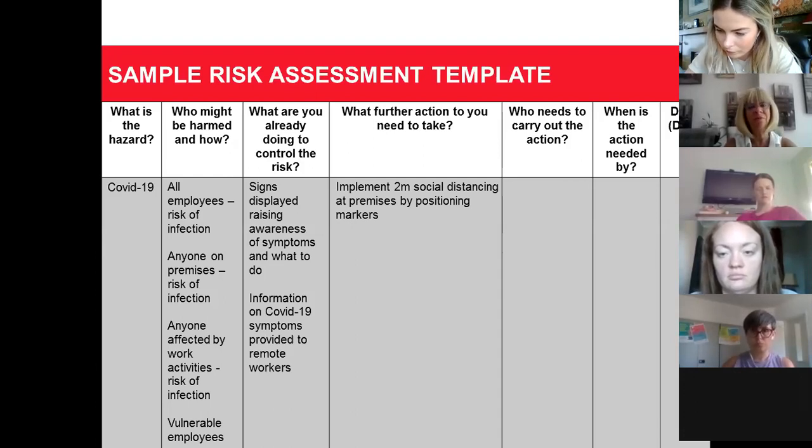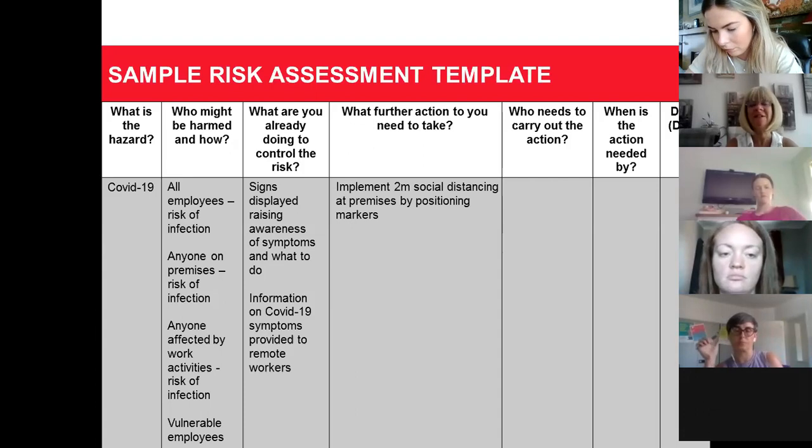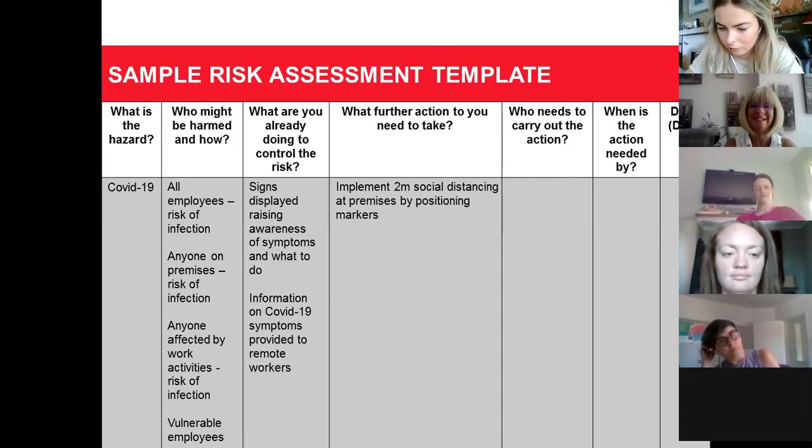And this is going to be the meaty part of your risk assessment. So for example, we wouldn't have done this before, but we now need to implement 2-metre social distancing at our premises. And by positioning markers, people need to be aware of what the 2-metre distance actually is, because people have varying degrees of how far 2 metres is.